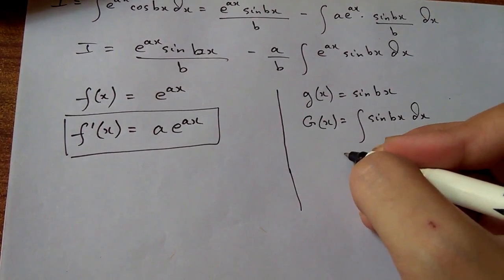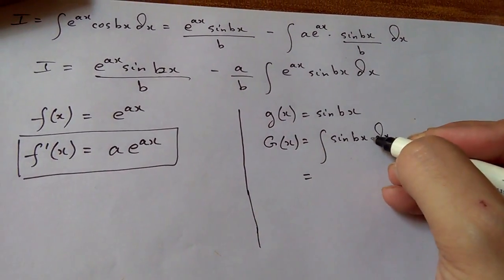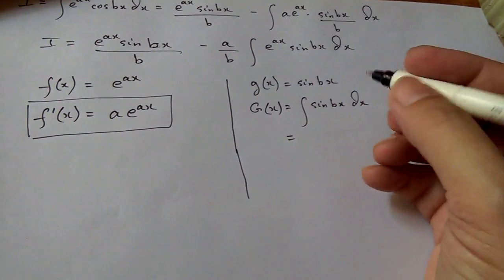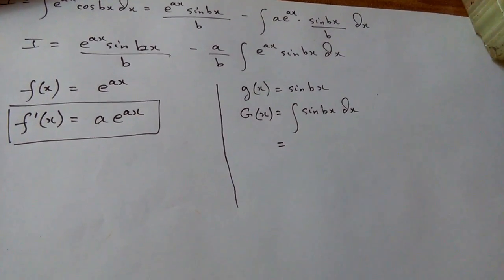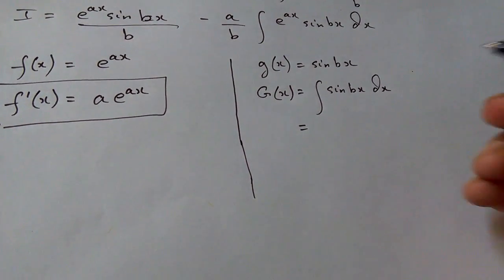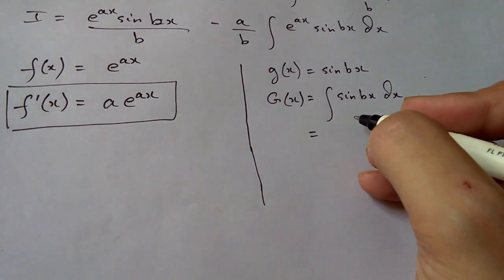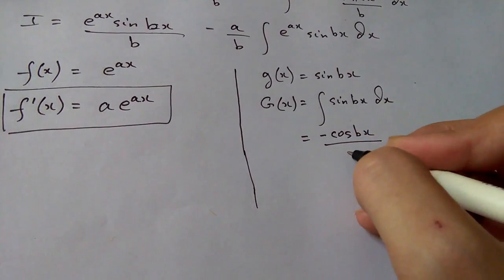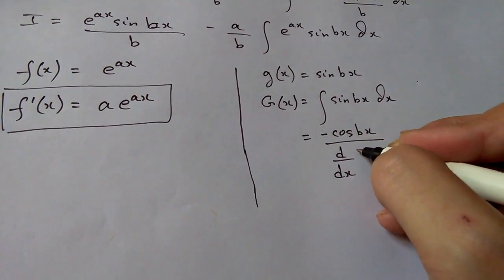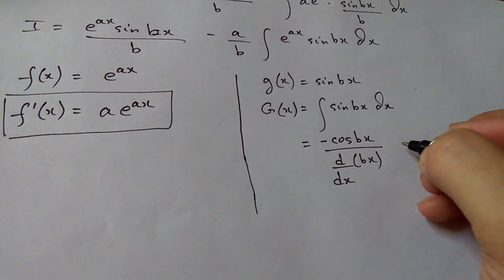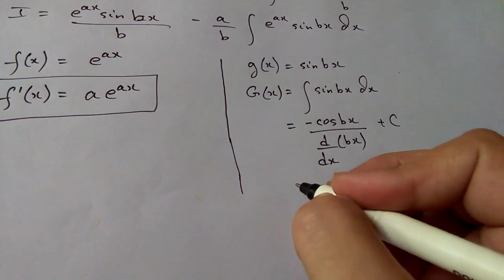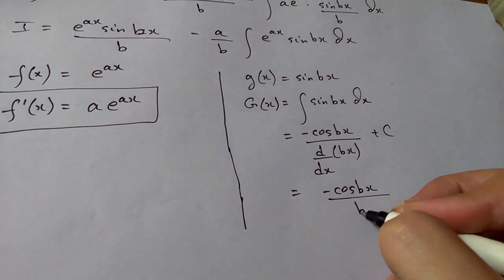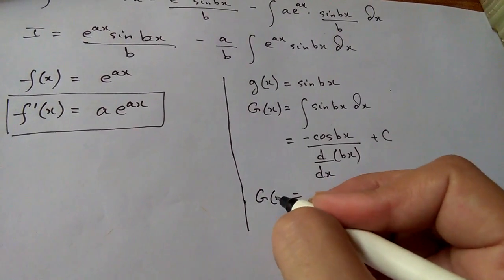as I told you, you can apply the substitution at this place as well. Take bx equals u, and then perform the substitution process. But as I told you, it is going to further elongate your solution work. So just apply the integral directly. It's going to be minus of cosine bx, and in the denominator you just take the derivative of your angle, plus some constant. So it is therefore minus cosine bx upon b plus some constant. This is your g of x.